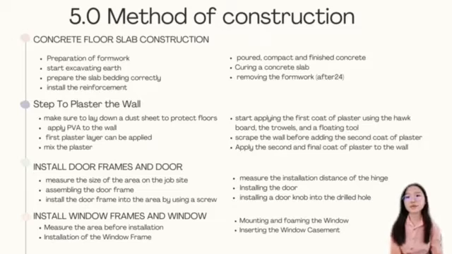So the next step, we need to measure the installation distance of the hinge. So next step, installing the door, and the last step is installing a doorknob into the drain hole.